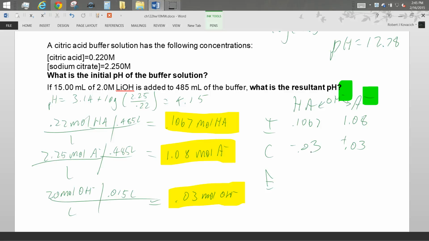Okay, so what do I got left here? I got 1.11 and I've got 0.767, is that right?